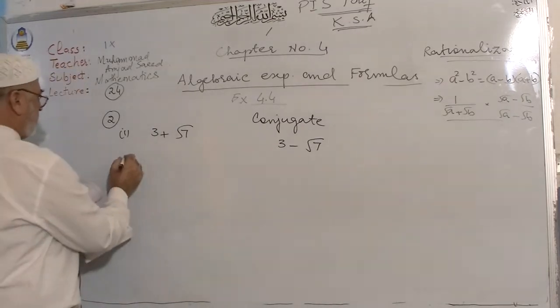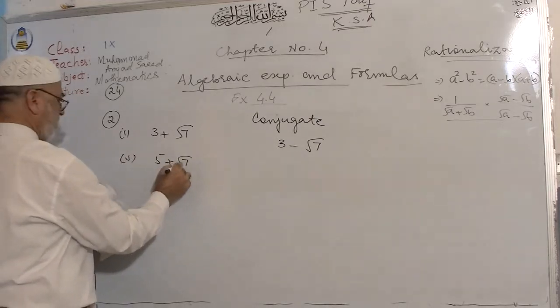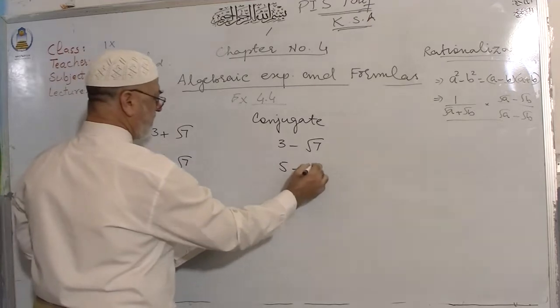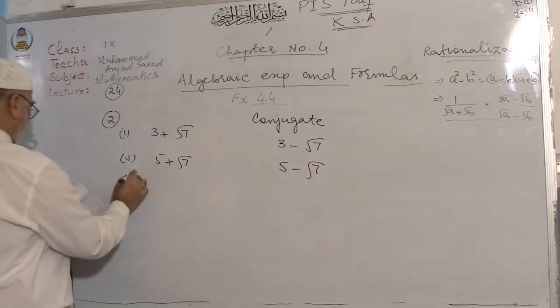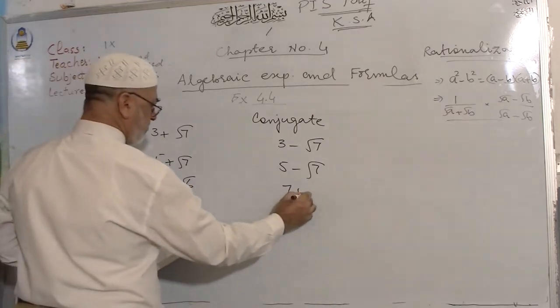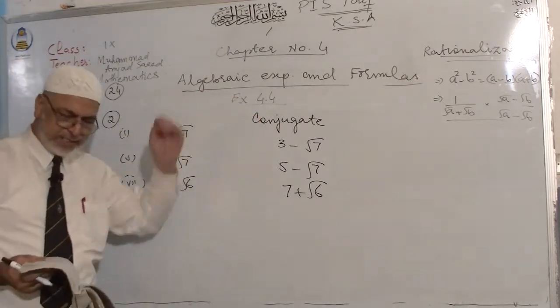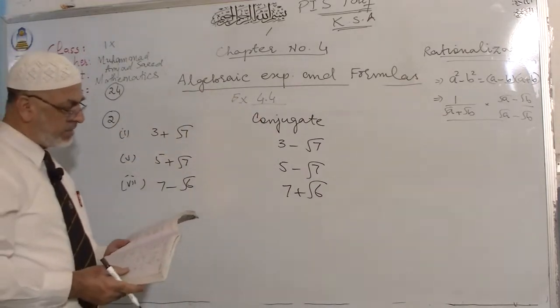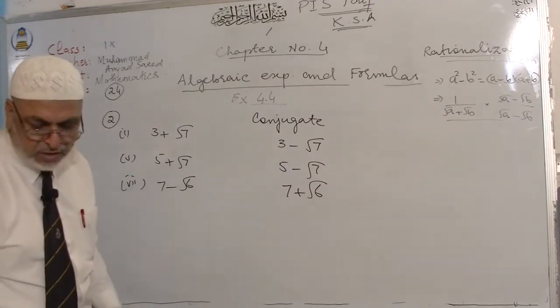For example, part number 5 is 5 plus root 7. This will be 5 minus root 7. Part number 7 is 7 minus root 6. Here it will be 7 plus root 6. You simply change the sign in the center and you get your answer. I hope that you can do other parts also. It's very easy. Now question number 3.